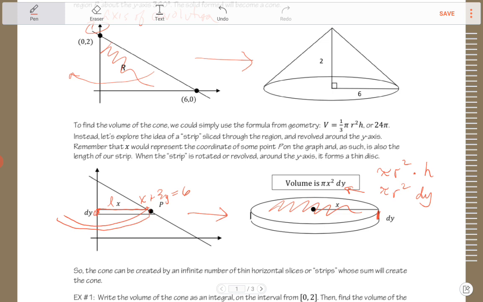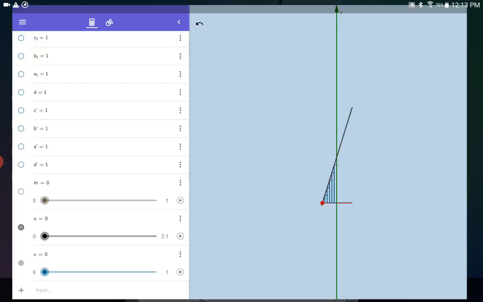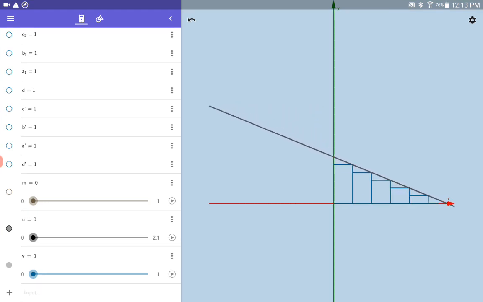Remember that this is only the volume of one slice. If we want to find the volume of the entire cone, we need to add up all of our slices together from the bottom all the way to the top. I'll try to show you the demonstration in my next app here. Okay, there we go.